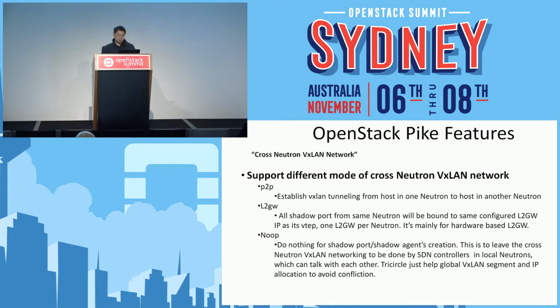And the third method we support is no operation, no-op. For no-op, we assume that the SDN controllers on the local Neutrons will communicate with each other through BGP or another protocol to establish the tunneling information. So for no-op, Tricircle will do nothing except for the VxLAN segment allocation and IP address allocation to avoid conflicts.